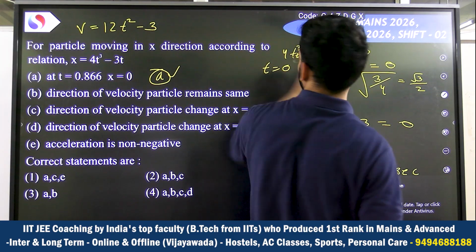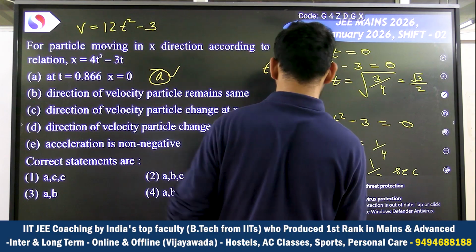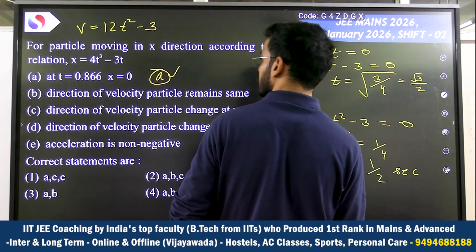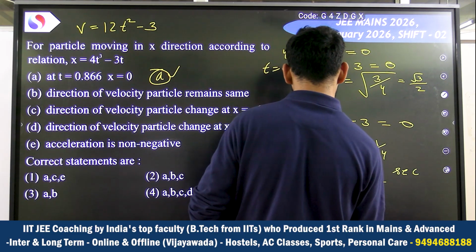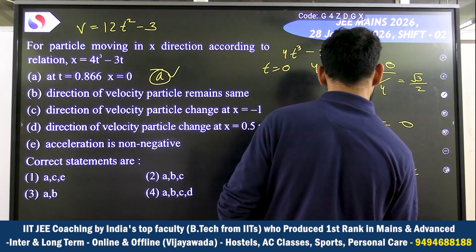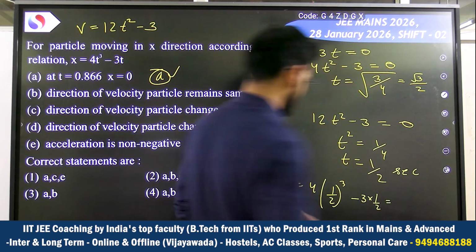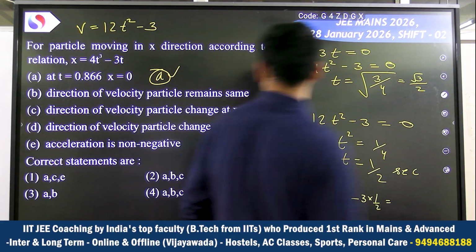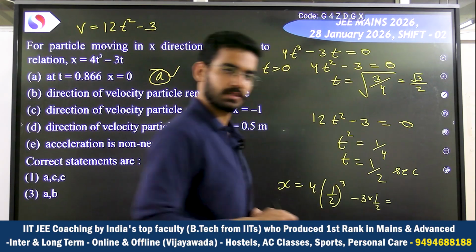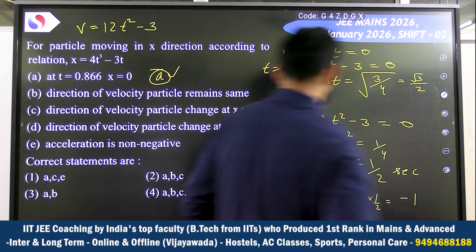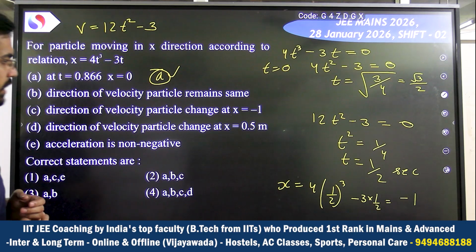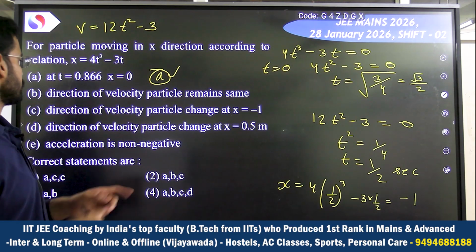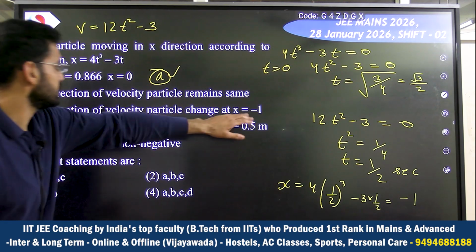Put the t value in this x, then what will come? So x is 4 into (1 by 2) whole cube minus 3 into 1 by 2. So how much is that? This is 1 by 8. 4 by 8 means 1 by 2. 1 by 2 minus 3 by 2, it will be minus 1, right? So t equal to 1 by 2 and x equal to minus 1. The velocity will change direction. That means C is the correct option.